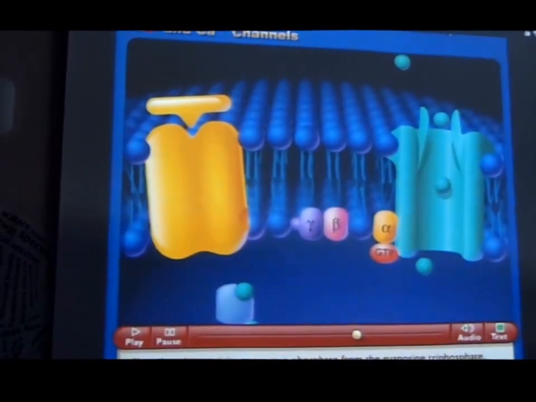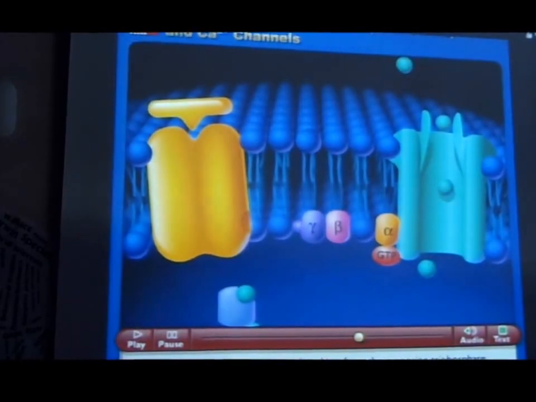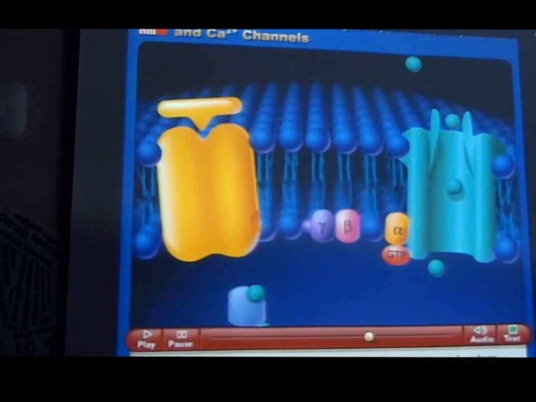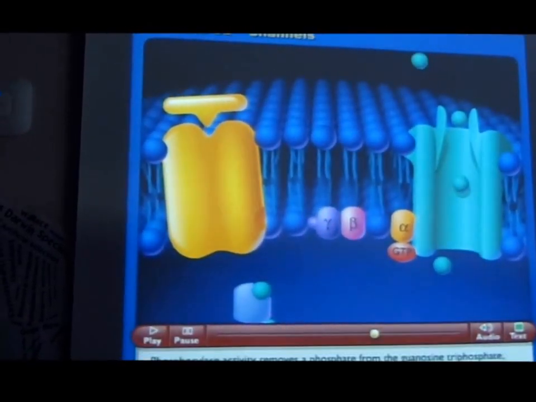So you just notice here, this is not this time activating an enzyme. Instead, it's doing something different. It's opening a gate, allowing ions through. This is a common response.